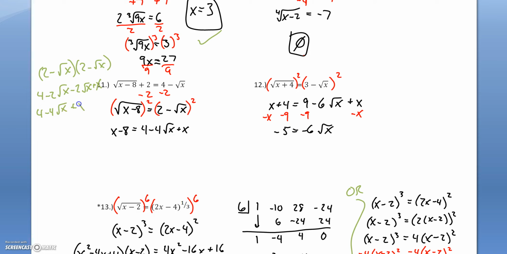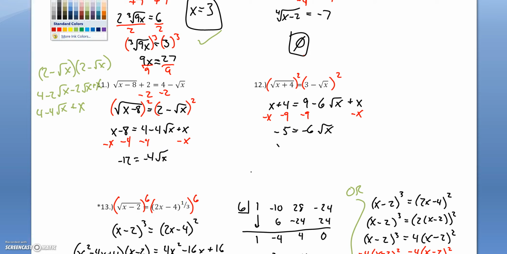Those terms that are over there. You have to multiply this thing by itself, and you have to FOIL. That's the part that we tend to forget. So now over here, if I finish solving this, I'm going to subtract each of those values. When I do that, that's going to give me negative 12 equals negative 4 root x. And now I divide by the negative 4.